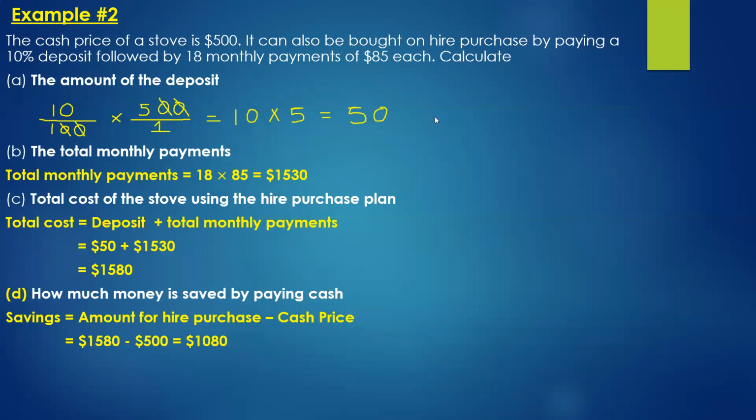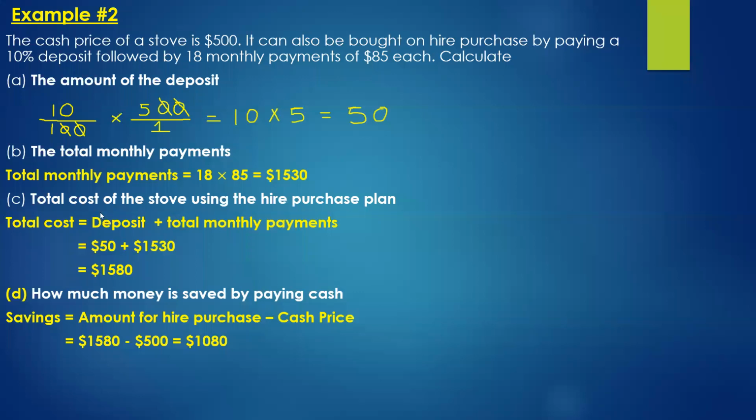Then B says the total monthly payments. So in order to find that, you have to multiply the amount of months and how much they paid each month. So it says 18 monthly payments of $85 each. So you multiply 18 times 85, and that gives you 1,530. Question C says total cost of the stove using the hire purchase plan.